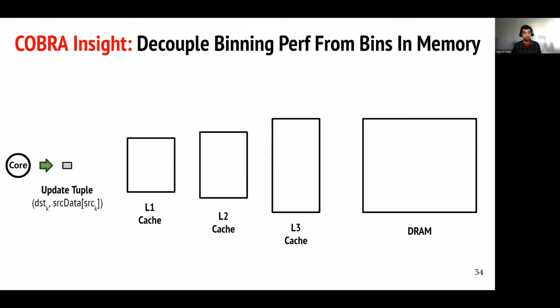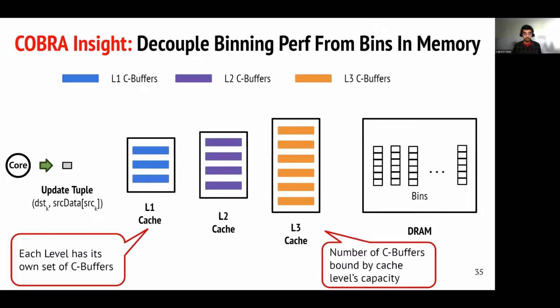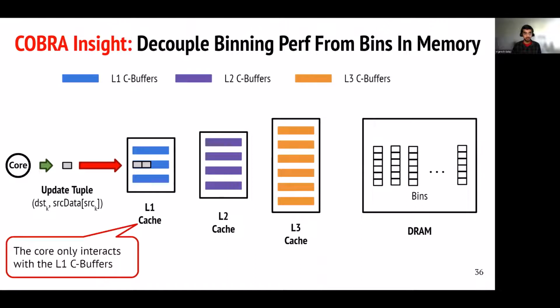So the key insight of our work, which we call Cobra, is that we want to decouple binning performance from the number of bins in memory. And the way we do that is by, instead of having one set of C buffers, we have a hierarchy of C buffers with each cache level having its own set of C buffers. And in a Cobra execution, during the binning phase, the core basically only interacts with the L1 C buffers.